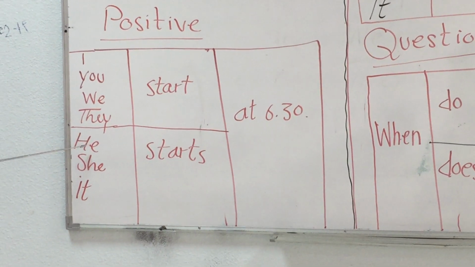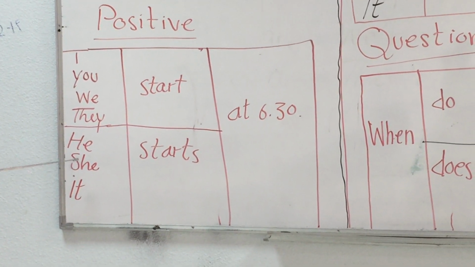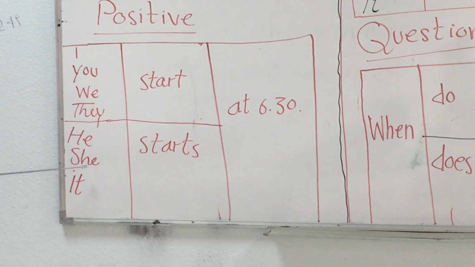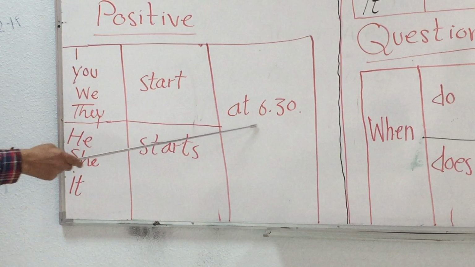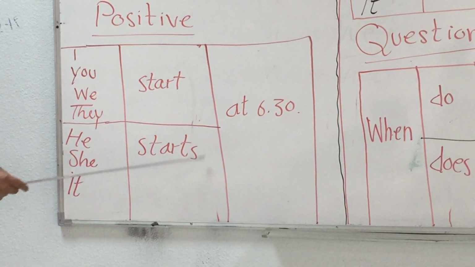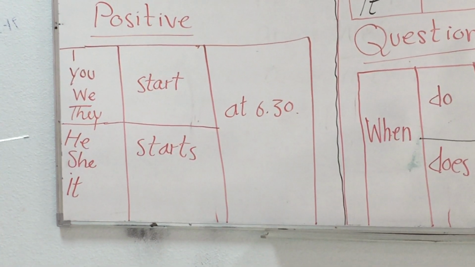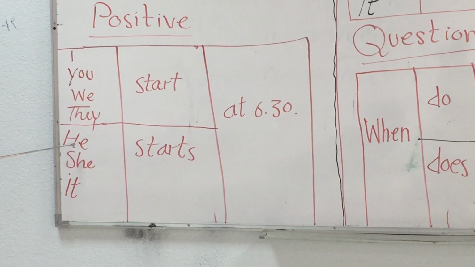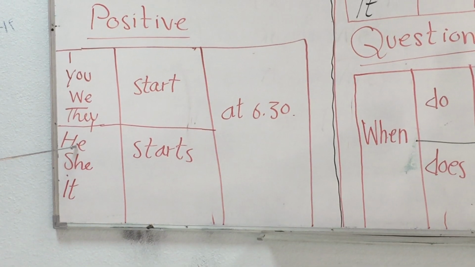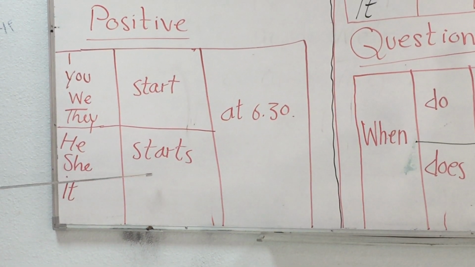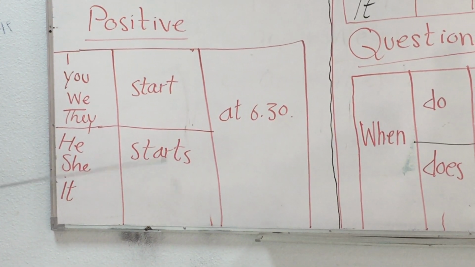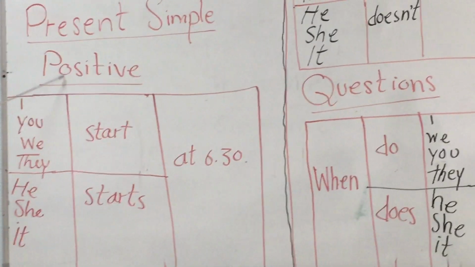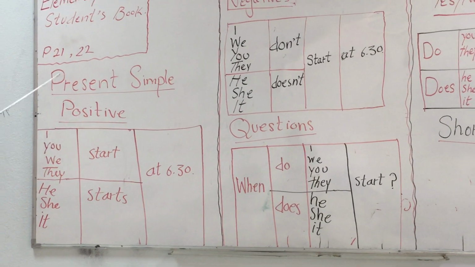Now look at these three pronouns, he, she, and it. I'm going to speak out the sentences for you. He starts at 6:30. She starts at 6:30. It starts at 6:30. So the grammatical rule here is that with the subject pronouns he, she, it, always use the S form of the verb. So this was how to make the positive sentences in present simple.